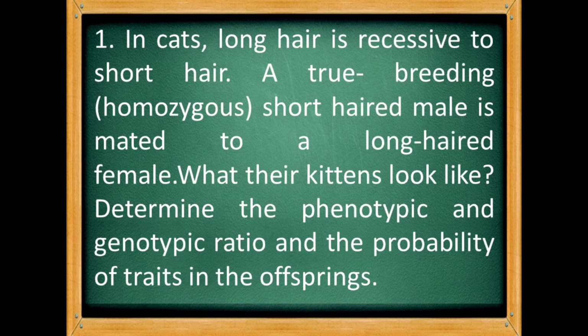Number 1, in cats, long hair is recessive to short hair. A true breeding homozygous short-haired male is mated to a long-haired female. What do their kittens look like? Determine the phenotypic and genotypic ratio and the probability of traits in the offsprings. Your timer starts now.